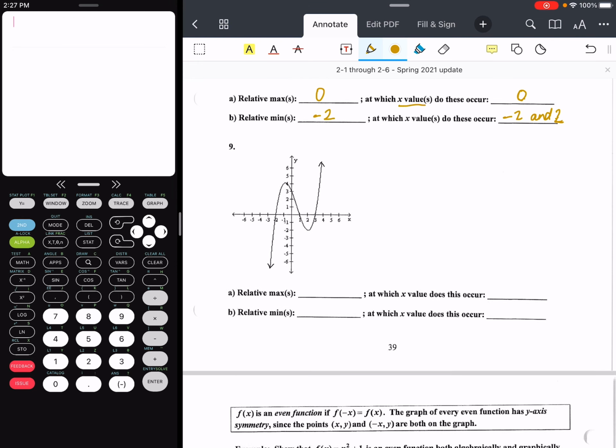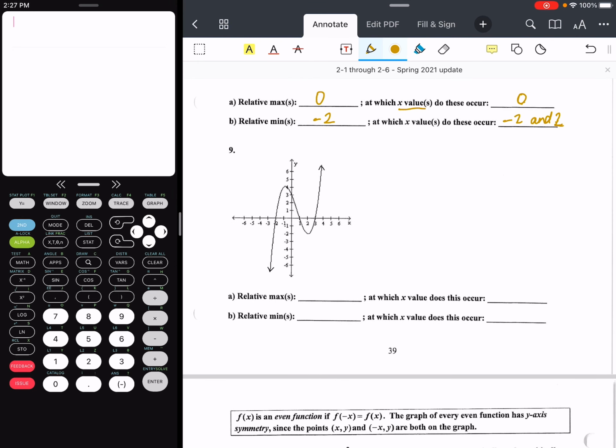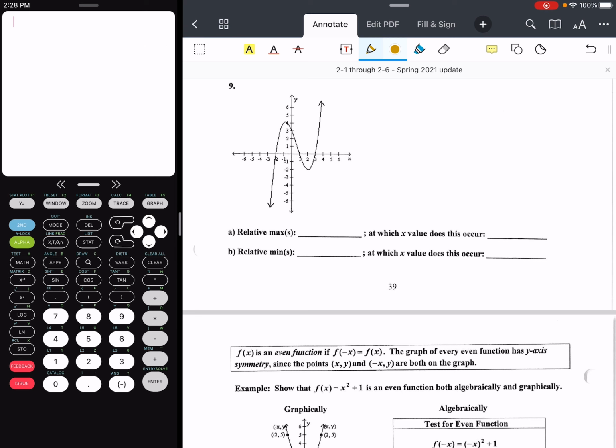And sometimes in questions we'll switch the order, so we'll say at which x values does the relative minimum occur: at x equals -2 and x equals 2. What is the relative minimum value of the function? -2. So just pay attention to the order and what exactly they're asking.